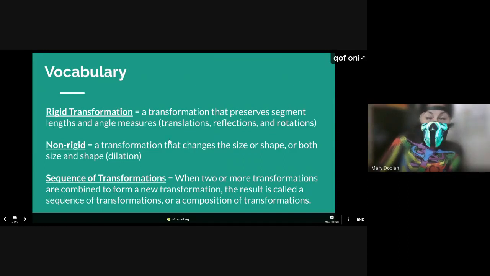Non-rigid: a transformation that changes the size or shape or both the size and shape. Example, a dilation. We haven't learned about this yet. You did learn about this in 8th grade though. We'll learn about it soon. Sequence of transformations: when 2 or more transformations are combined to form a new transformation, the result is called a sequence of transformations or a composition of transformations.